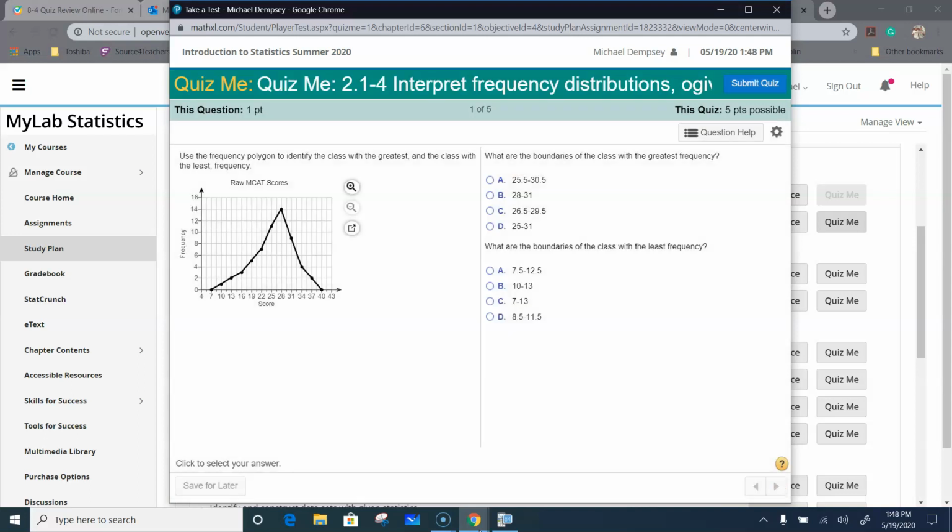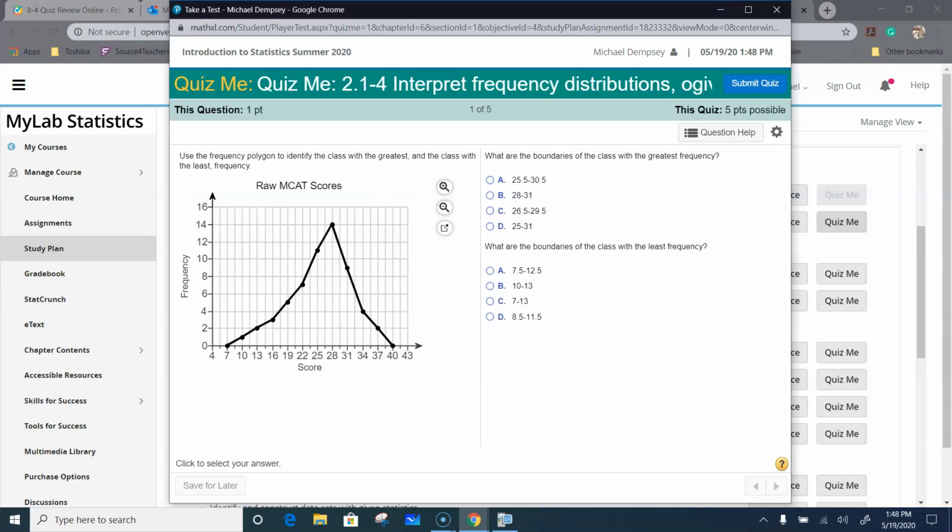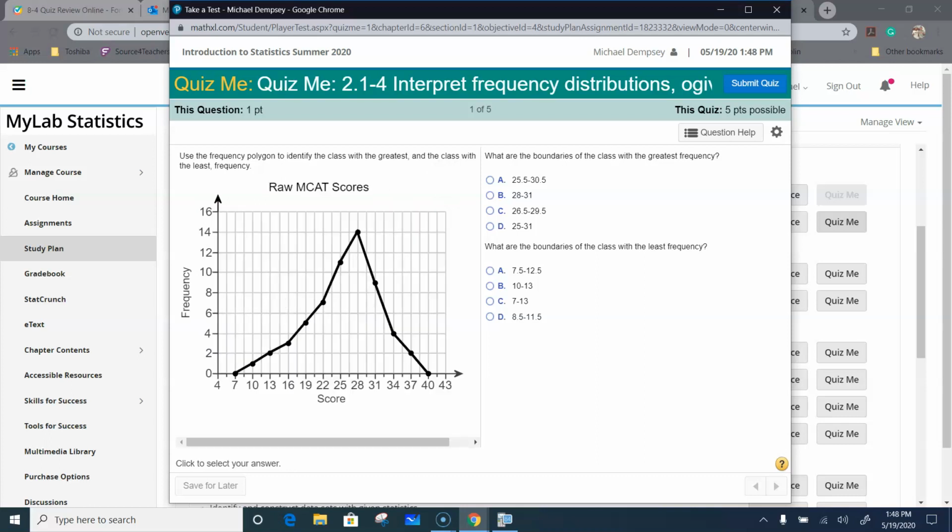Okay, so what are the boundaries of the class with the greatest frequency? So the class with the greatest frequency, if I zoom in, I guess that's as far as I can get in here, is certainly this one that has 28 down at the bottom of it. Okay, so that's the class whose boundaries we need.